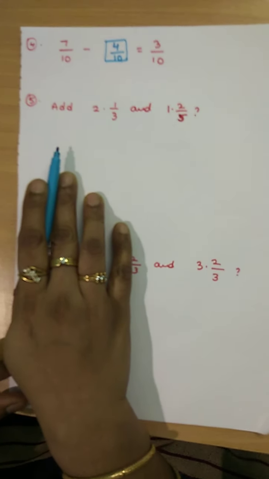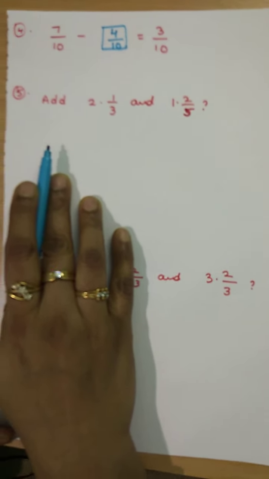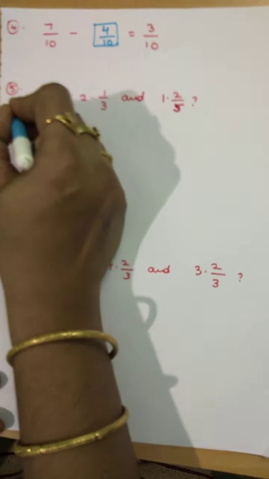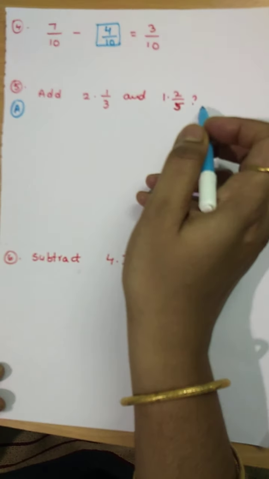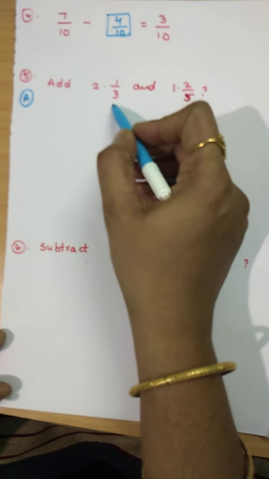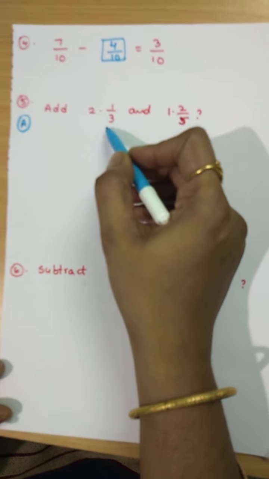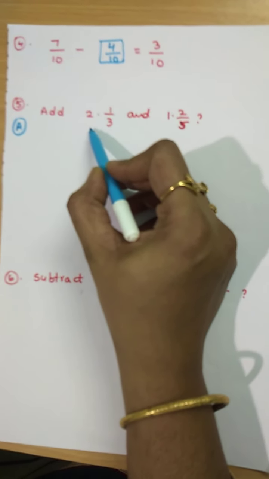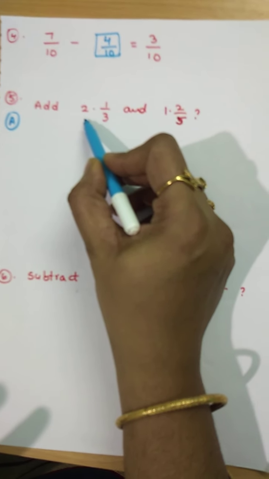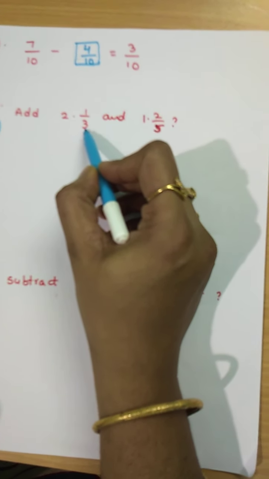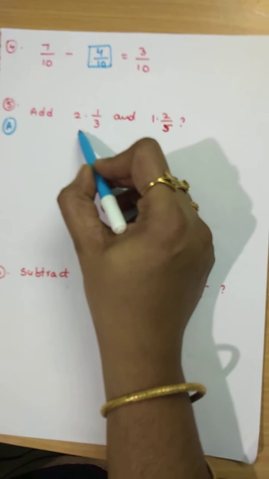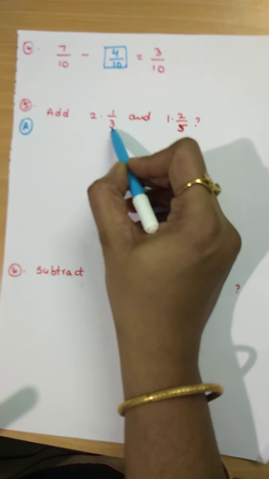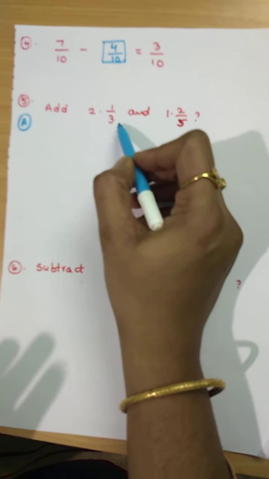Now we are moving to another question. Here we need to add the mixed fractions. In the previous video I explained the mixed fractions concept. Mixed fraction is nothing but an integer plus some fraction. Both will be there, an integer value and a fraction value. Those fractions are called mixed fractions.